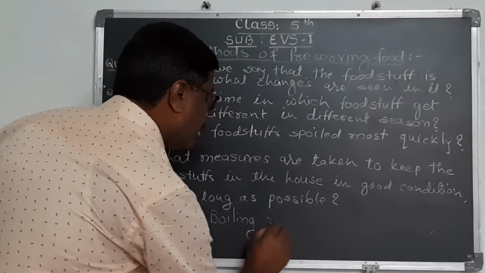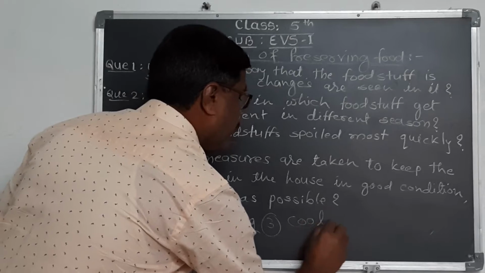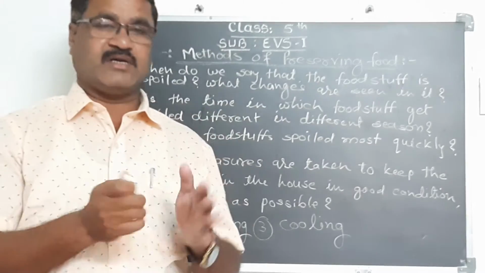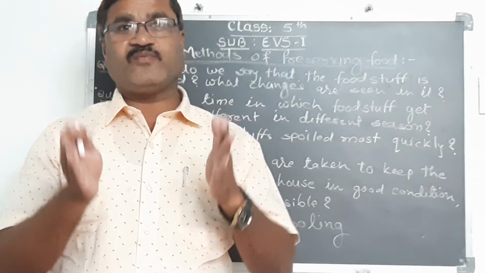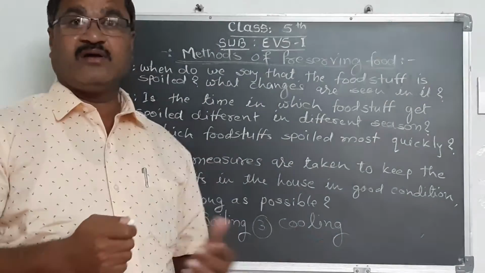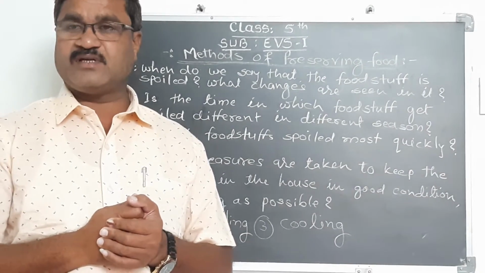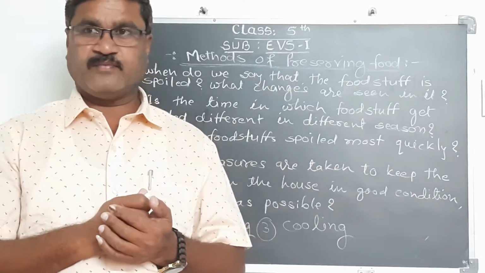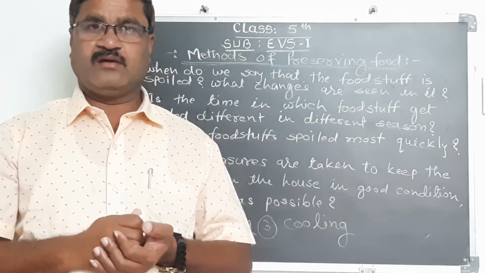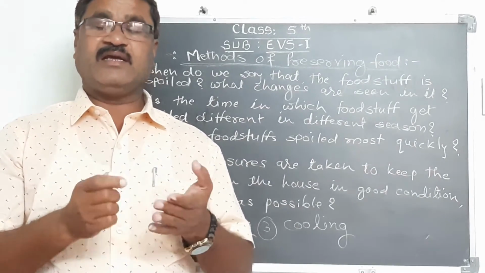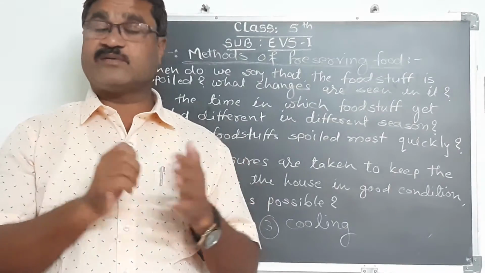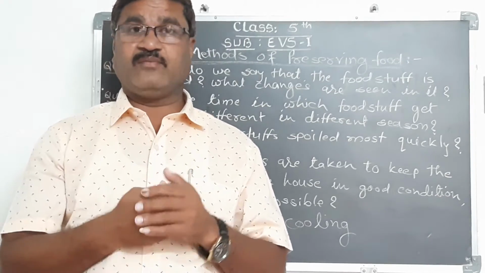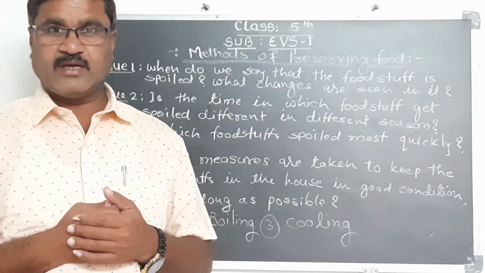Then the third one is cooling. Cooling means thanda karne. In order to preserve the food material, we also use the refrigerator. Why? Because the refrigerator's temperature is maintained below the normal temperature, and at that temperature microorganisms do not grow on the food material, and we can use it for more time by this cooling, isn't it?